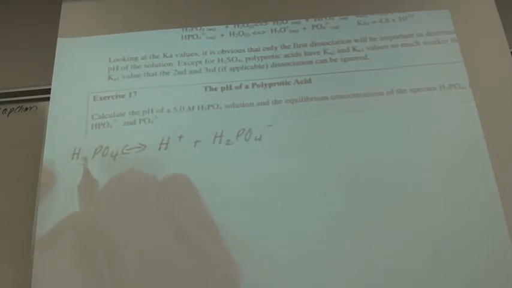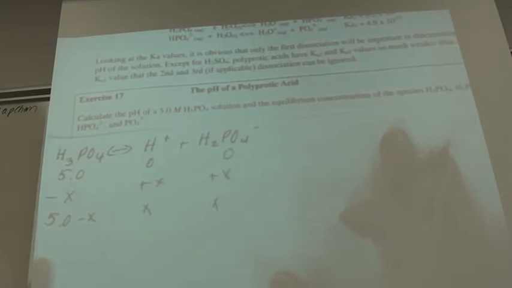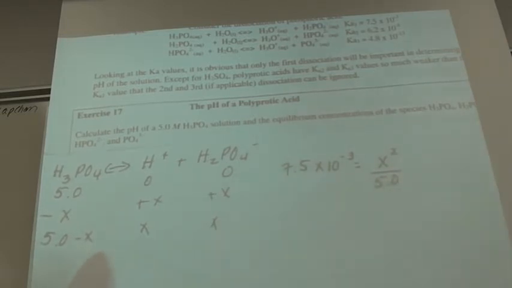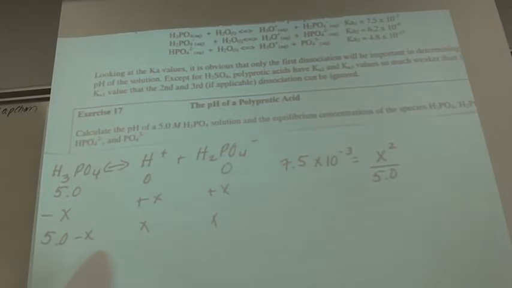So initial concentration is 5 molar phosphoric acid, none of this and none of this. The change to get to equilibrium is this, and at equilibrium these are the concentrations that we would have. The Ka is 7.5 times 10 to the negative third. That's equal to x squared over 5. Remember, I get to disregard that. X is equal to 0.193 molar.